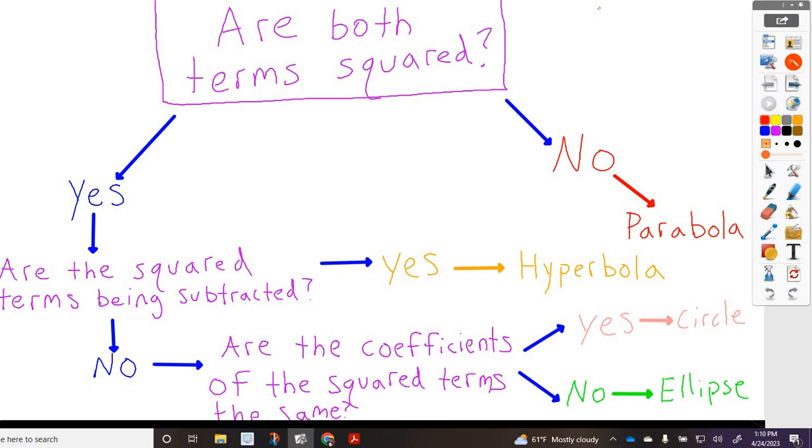Basically what this allows us to do is, once we start putting something in standard form, we know what we should end up with. So you want to think about what type of conic section you have first, before you start completing the square to put it in standard form. It also tells us what we should identify, whether that be A's and B's, or an R value if we have a circle.